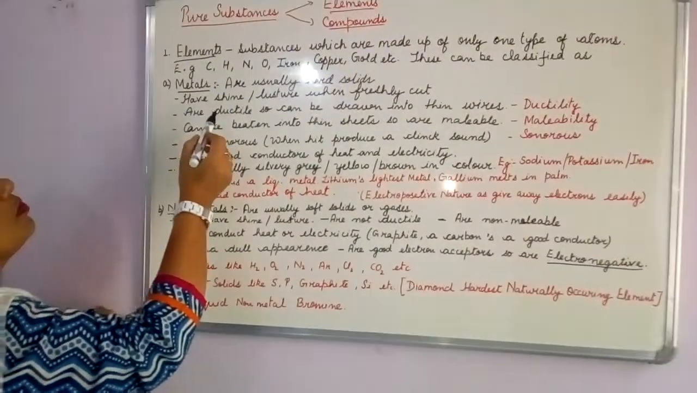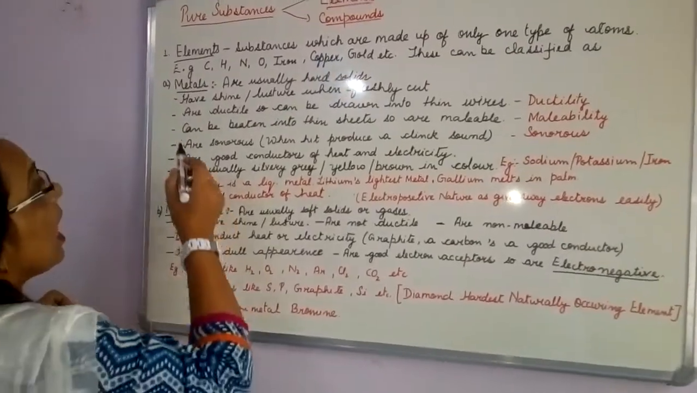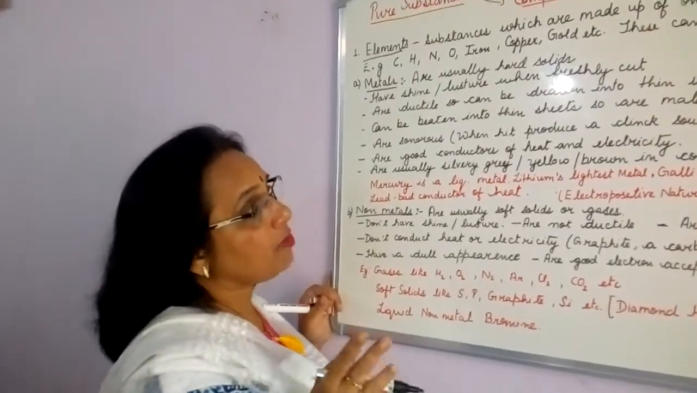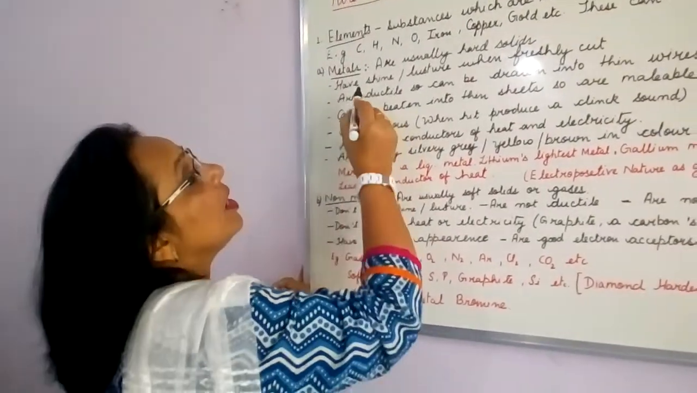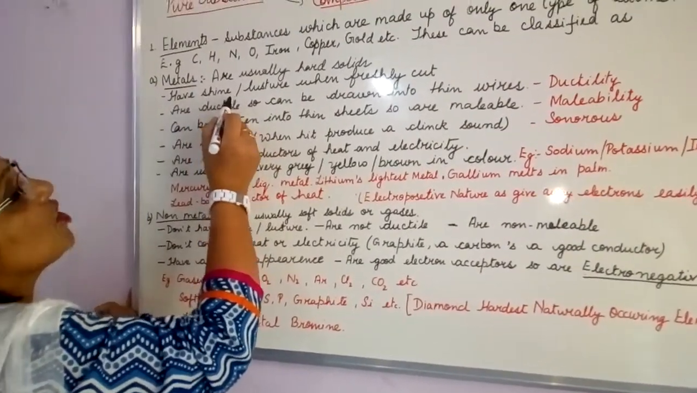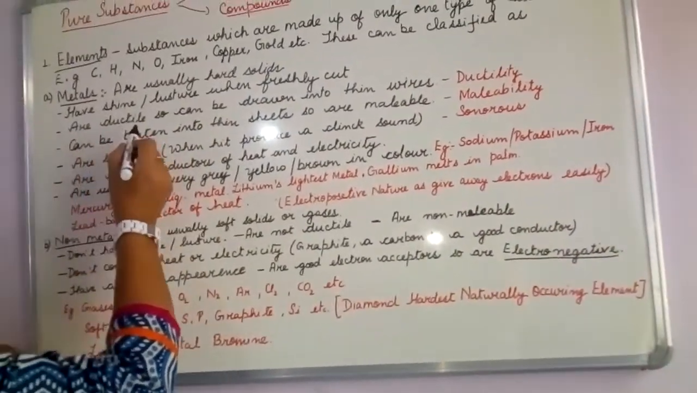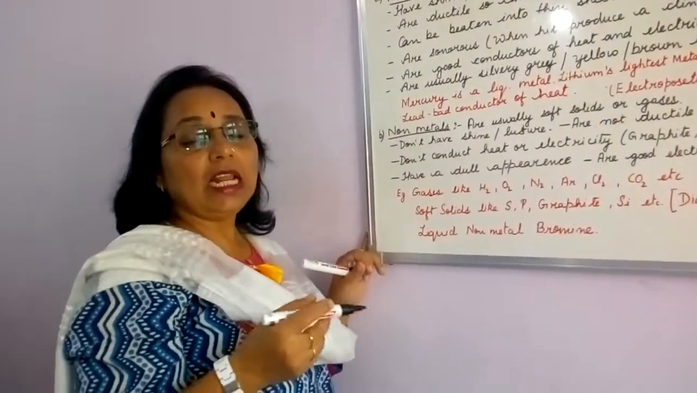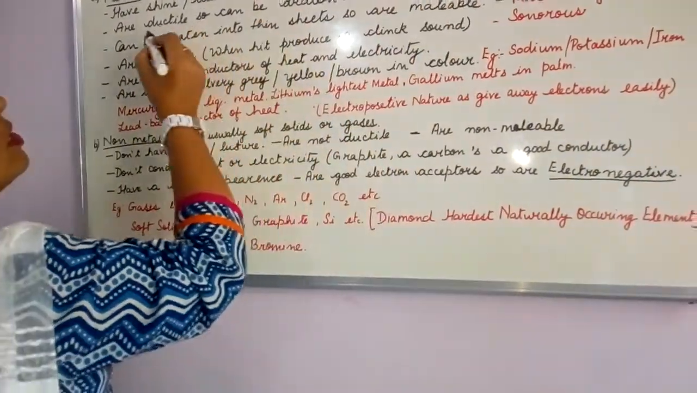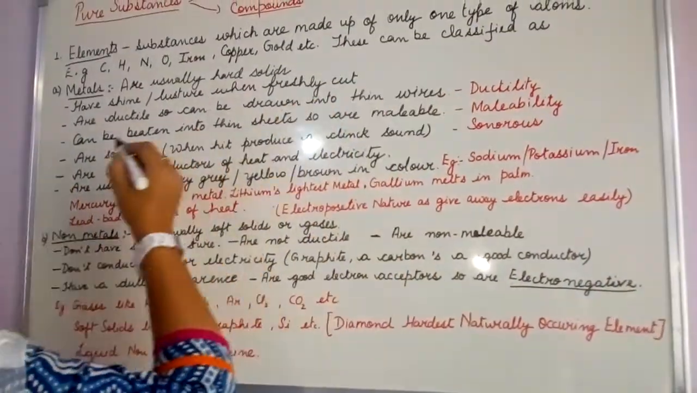So what are metals? Metals are usually hard solids, and they have a shine. When we cut a metal with a very sharp edge tool like a knife, the edges of the metal are very shiny. We say that they have a luster. Metals are also ductile. And what is the meaning of ductile? That means when we pull a metal, it gets converted into a thin wire. So this ability to be pulled into thin wires is known as ductility.